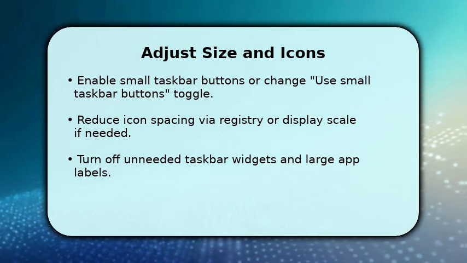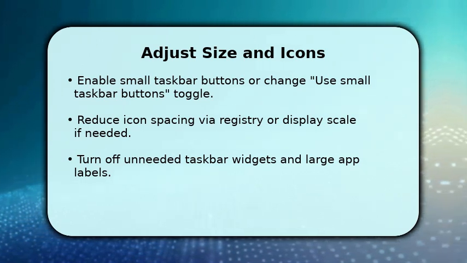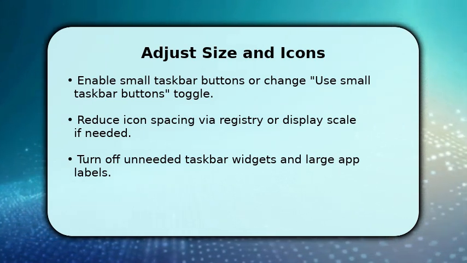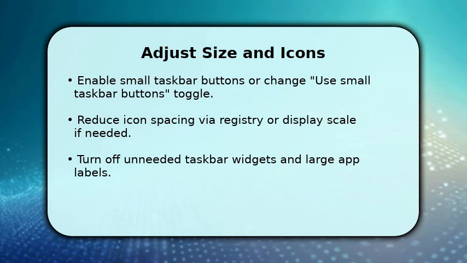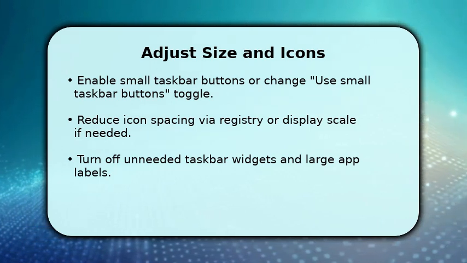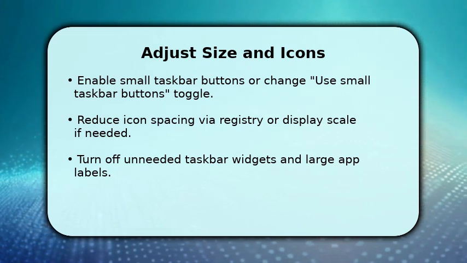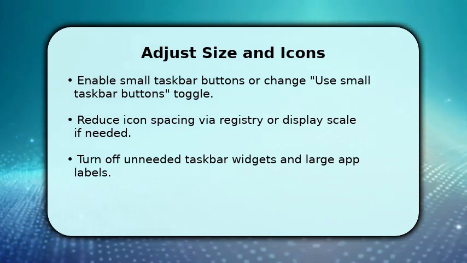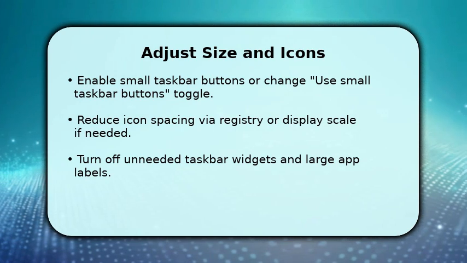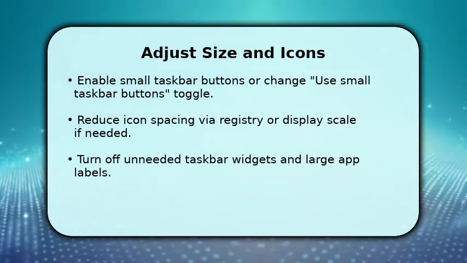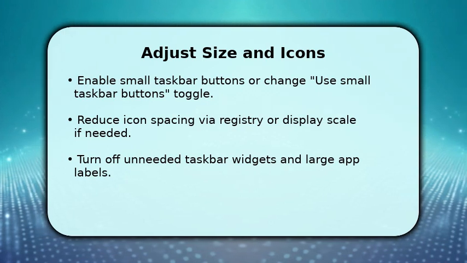If Windows lacks that option, adjust display scale to 100% or use the registry key for taskbar small icons to force smaller spacing. Also disable widgets and hide app labels so each entry uses less width and the bar appears slimmer. Once these settings apply, make sure to restart Explorer or sign out to see final dimensions. These steps control both visual size and usable space.